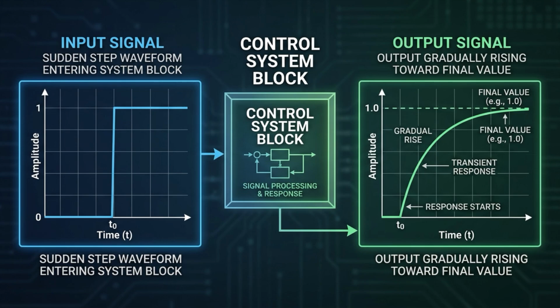Many engineering systems are designed to operate under changing conditions, but what happens when an input suddenly jumps from one value to another? The answer reveals important information about system speed, stability, and performance. This behavior is captured by a concept known as the step response.